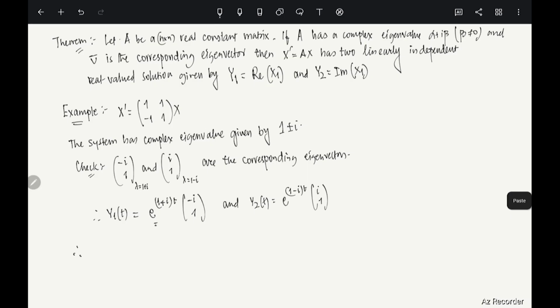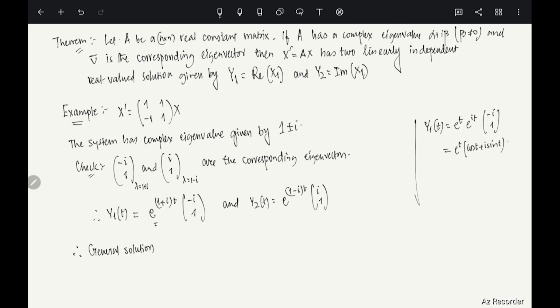So how do you write down the general solution? I should break it up, right? So let's do it here. y1 of t is nothing but e^t, e^(it), and then (-i, 1). So it is e^t (cosine t plus i sine t).